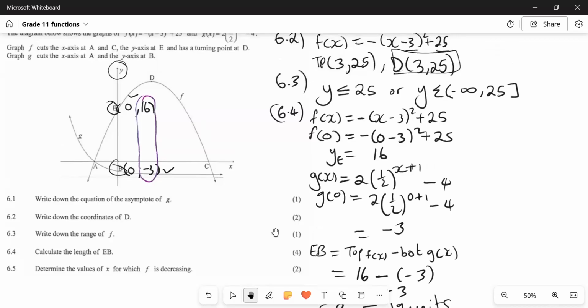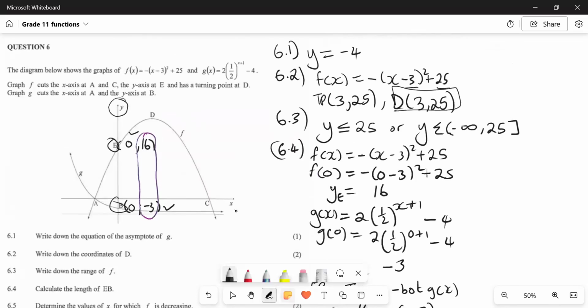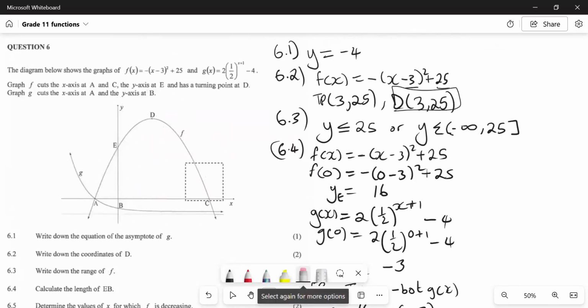Now, determine the values of x for which f is decreasing. This is basically about interpreting the graph, so we need to know how to interpret the graph. For you to interpret the graph, you need to have at least all the relevant points. For this situation, the relevant point here is D, because we need the axis of symmetry. What is the axis of symmetry? It is the x at the turning point. So the x at the turning point there is 3, right?